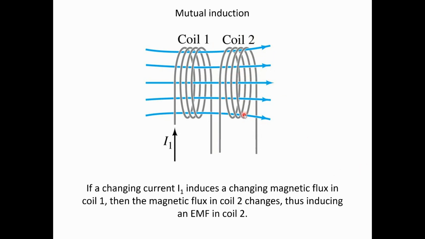This is also how an induction stove works. Right? The stove has coil 1 in it, and coil 2 is basically your metal pot that you stick on top of it. The flux changes, you have currents going through it, there's a big resistance, and so it gets hot.